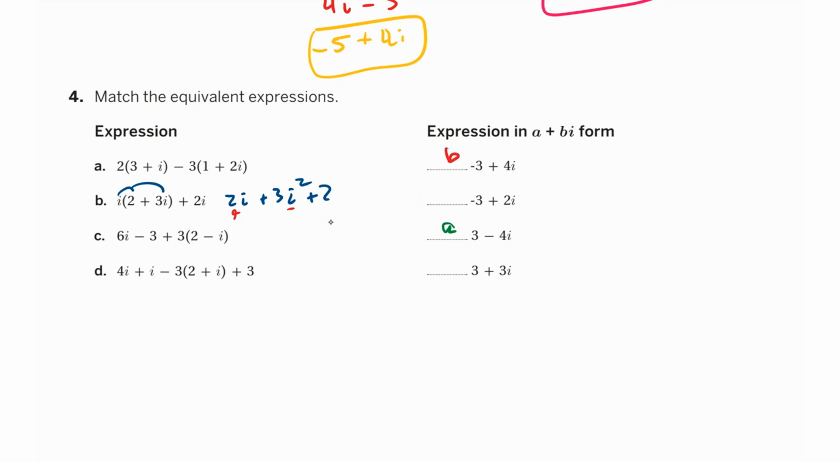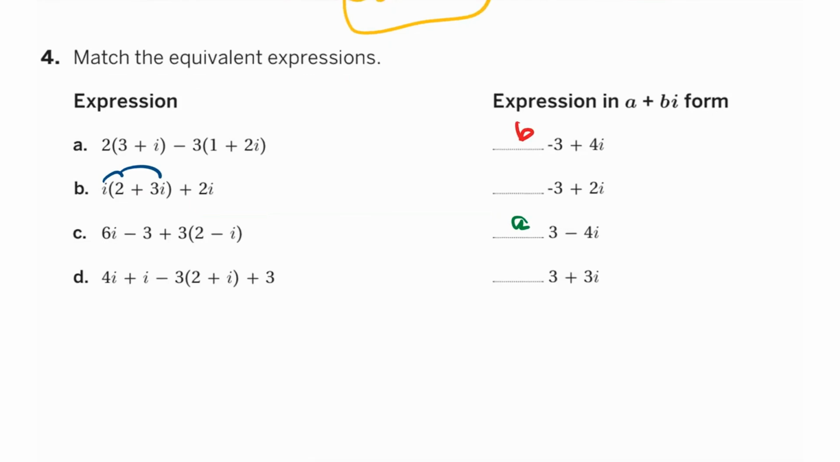Should probably do this with a little bit more space to the right here, but we're going to jam it in. Probably what you're doing in your notebook anyways, so, when in Rome. 6i minus 3 plus 6 minus 3i after distributing. 6i and -3i become positive 3i. -3 and positive 6 becomes positive 3. So 3 plus 3i becomes C.